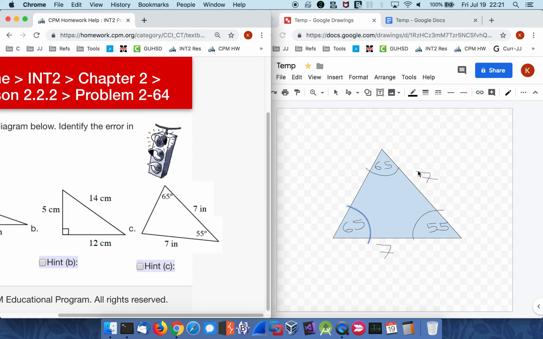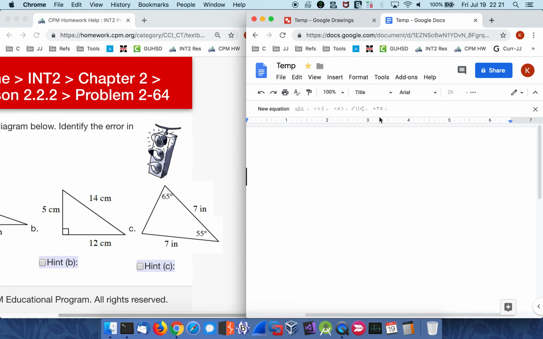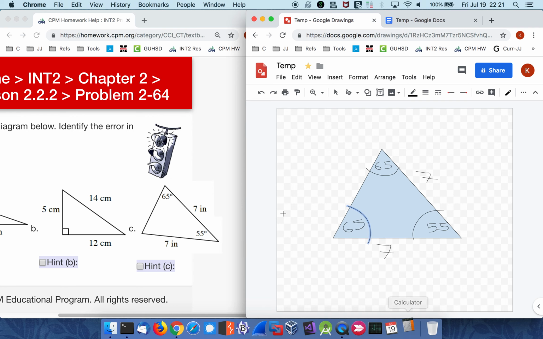Anyways, so let's see. So these two sides are equal. We could figure out this side, but we don't care at the moment because we've got at least one thing to check. We know that the angles in a triangle are supposed to add up to 180. Let's see if these add up to 180. I'm thinking they don't. Let's see here.